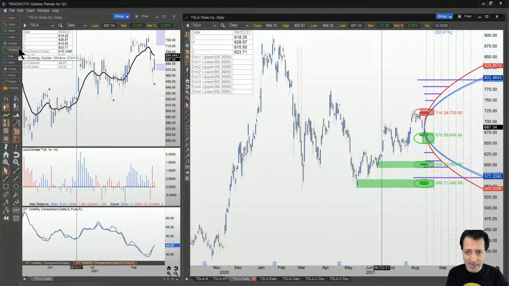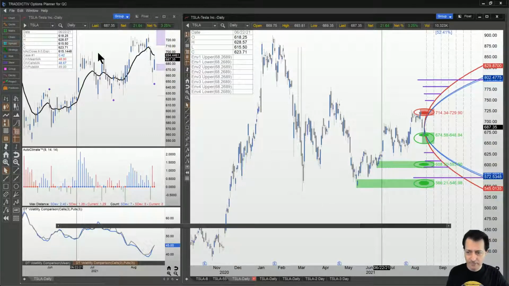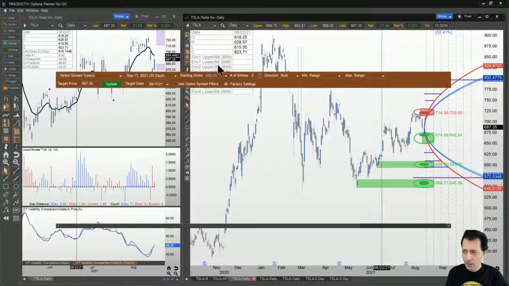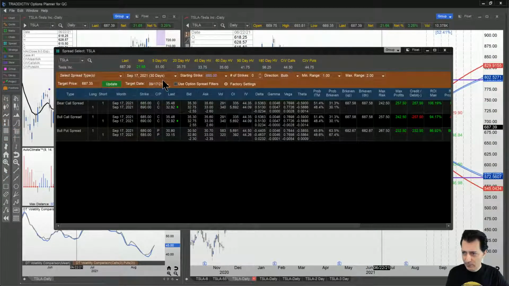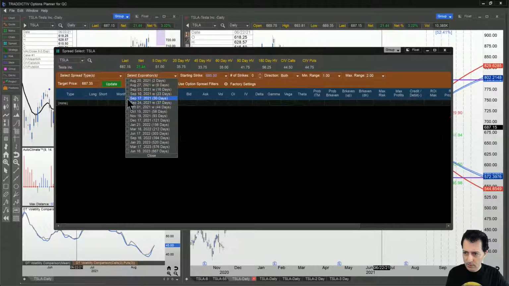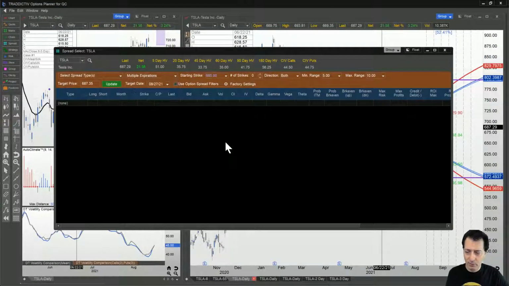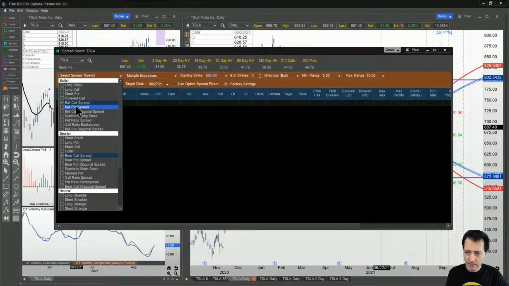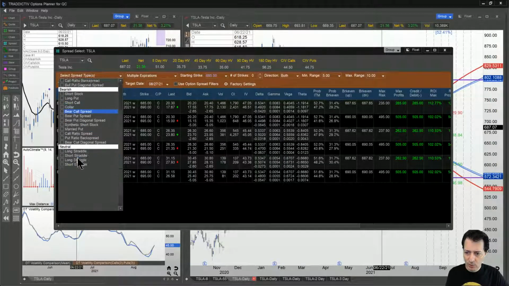So let's build a condor, using September 10 or less, using Tesla. Okay, so expiration dates, we're going to use September 10 or September 3 or August 27. I'm not going to try August 20 because it will not give us any opportunity to do much. So I'm just going to leave it alone, and then we're going to be looking at building a short iron condor.